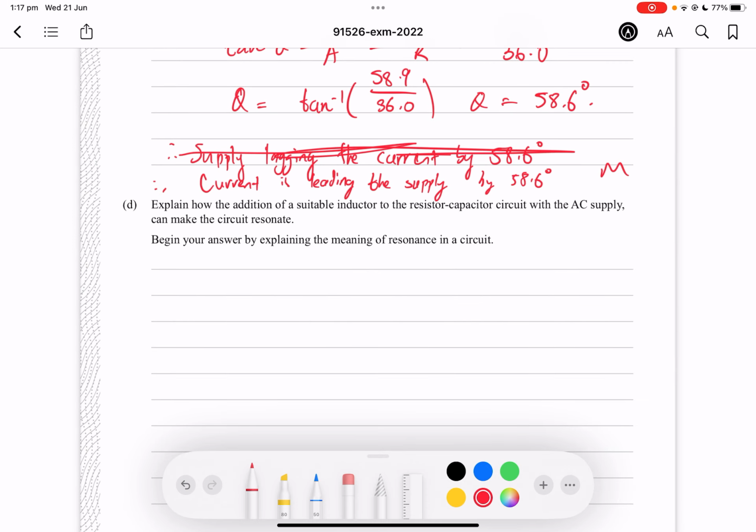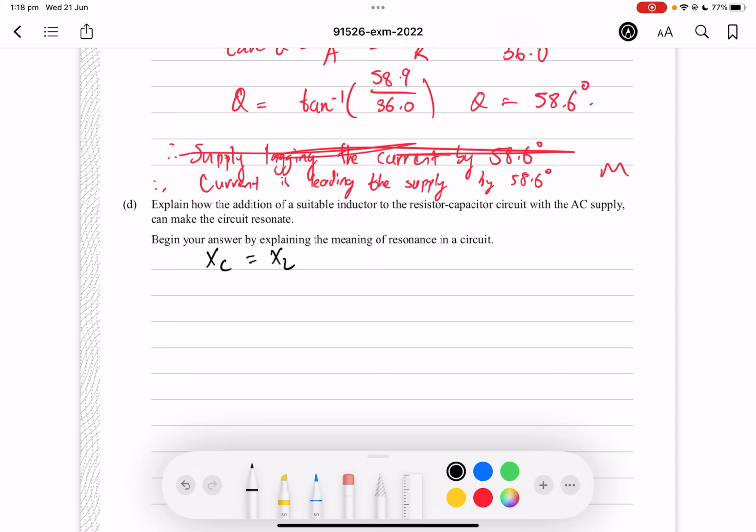Explain how an addition of a suitable inductor to the resistor capacitor circuit with the AC supply can make the circuit resonate. We should begin by explaining the meaning of resonance. Resonance is when the circuit current is going to be a maximum. This occurs exactly when the capacitor and the inductor cancel each other out, because they're exactly out of phase by 180 degrees. This will occur when XC is equal to XL.